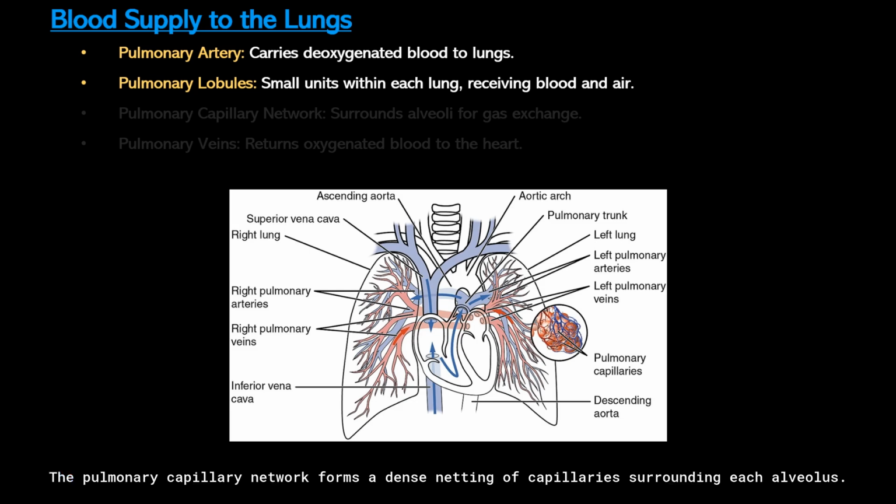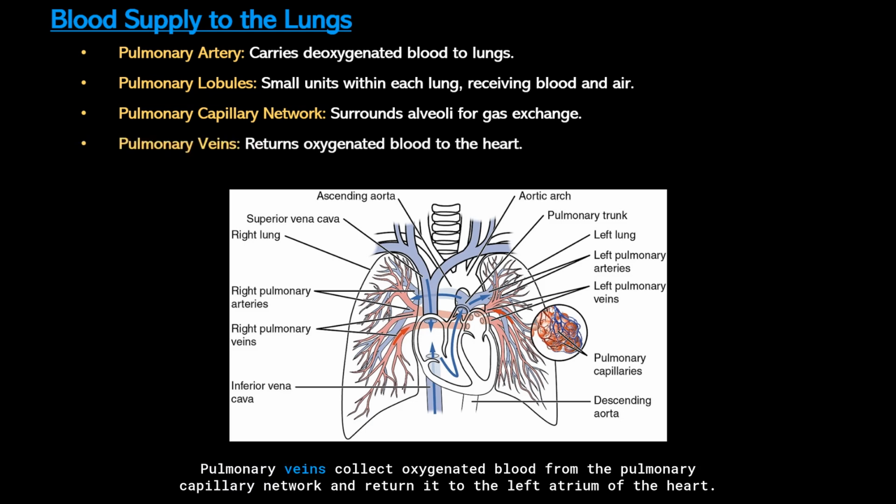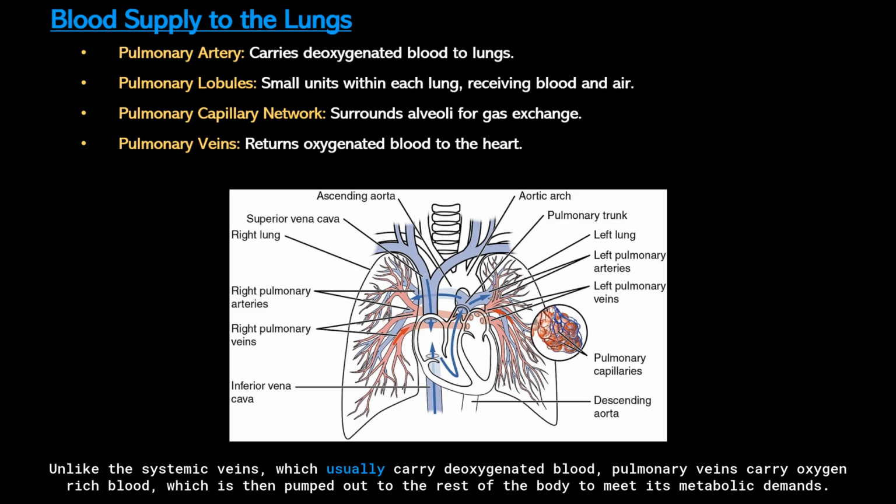The pulmonary capillary network forms a dense netting of capillaries surrounding each alveolus. This proximity to the alveoli allows for the rapid exchange of gas, with oxygen diffusing into the blood and carbon dioxide diffusing out. Pulmonary veins collect oxygenated blood from the pulmonary capillary network and return it to the left atrium of the heart. Unlike the systemic veins, which usually carry deoxygenated blood, pulmonary veins carry oxygen-rich blood, which is then pumped out to the rest of the body to meet its metabolic demands.